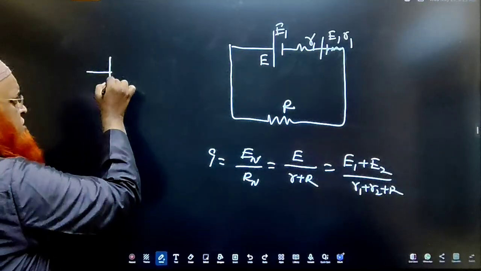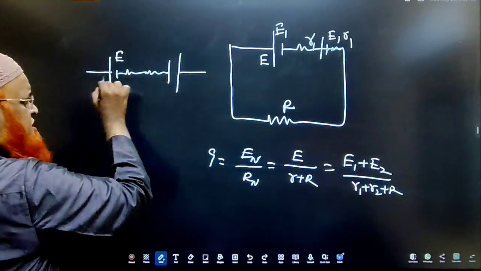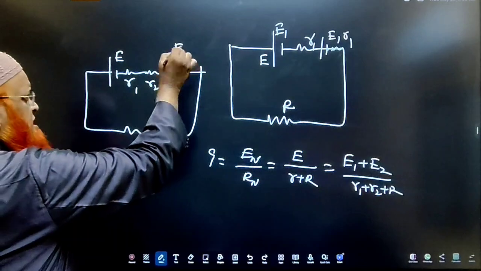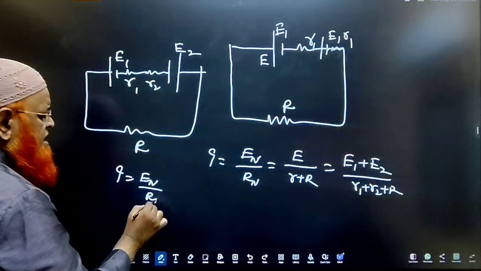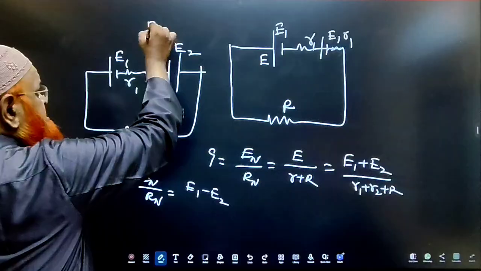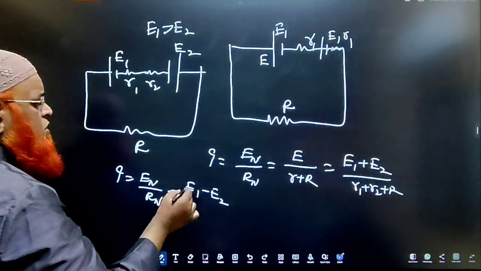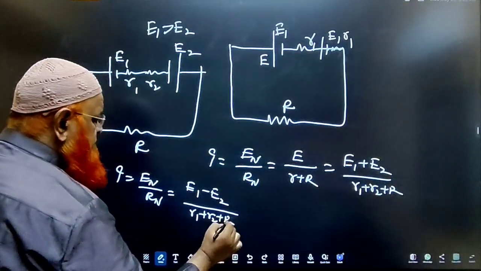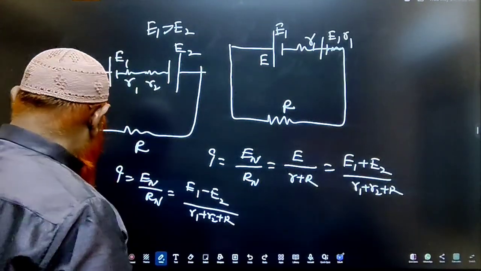If I take one circuit in which one EMF is like this and the other is connected in the opposite direction, and they are all connected to a common resistance. This is R1, this is R2, and this is E1, and this is E2. So we can write E net by R net, whereas E net is nothing but E1 minus E2 if E1 is greater than E2. Just remember that. So when E1 is greater than E2, you write E1 minus E2. R net is R1 plus R2 plus capital R. Hope you are getting me. Okay, so this is about the net EMF.